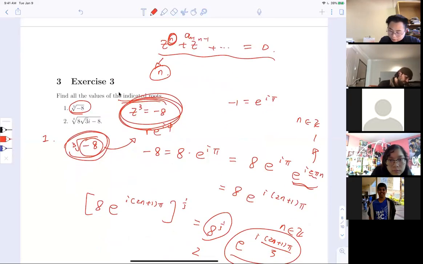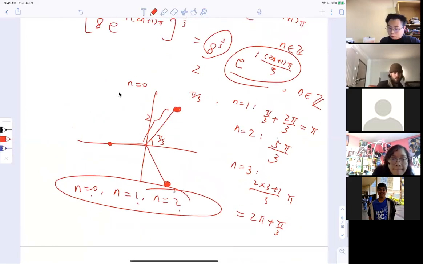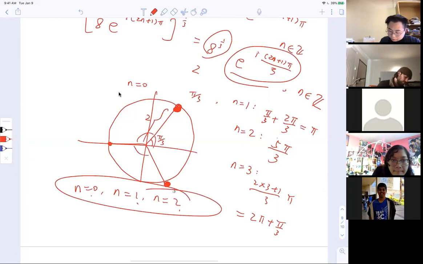So because here it's 3, this cube equal to -8, we know that there must be 3 solutions, and that corresponds to n equal to 0, 1, 2. And of course, there's a geometric meaning. If you find the first one, then you just divide this circle into equal angles, into 3 pieces, and for each one you get a solution.